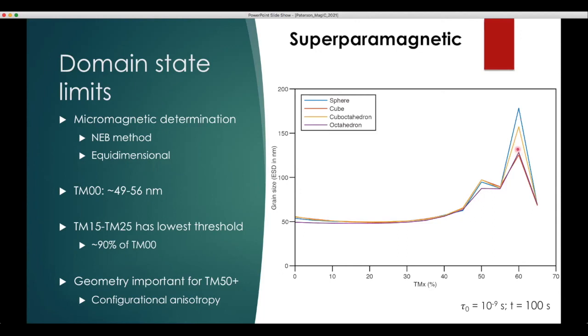And this difference in geometry is quite important because it essentially tells us that configurational anisotropy, so the geometry itself and how the magnetic poles are arranged around the surface of this geometry, plays a very important factor in determining the magnetic properties. And this is particularly so for TM60, because the two magnetocrystalline anisotropy constants are quite low. So magnetocrystalline anisotropy is very weak, and this then allows the configurational anisotropy, the geometry, to have a larger impact on the magnetic properties.